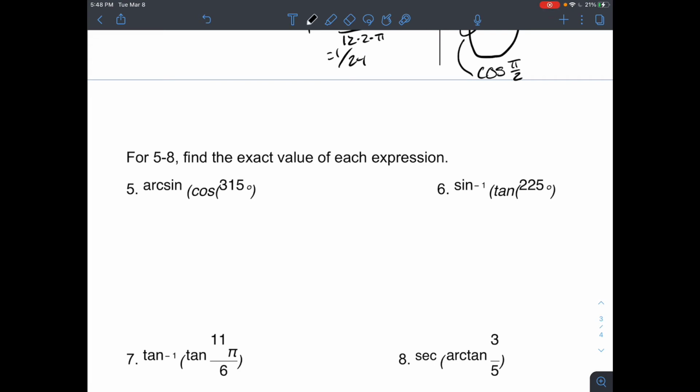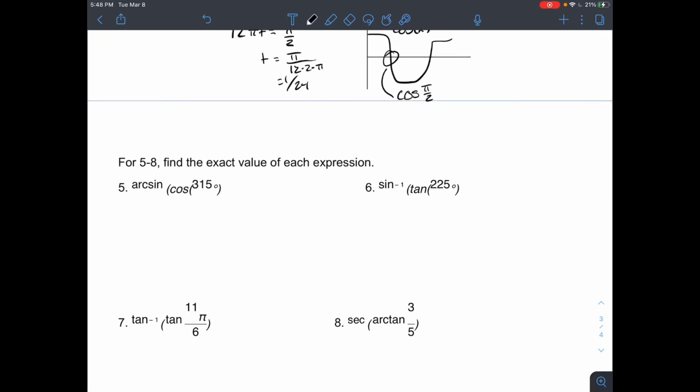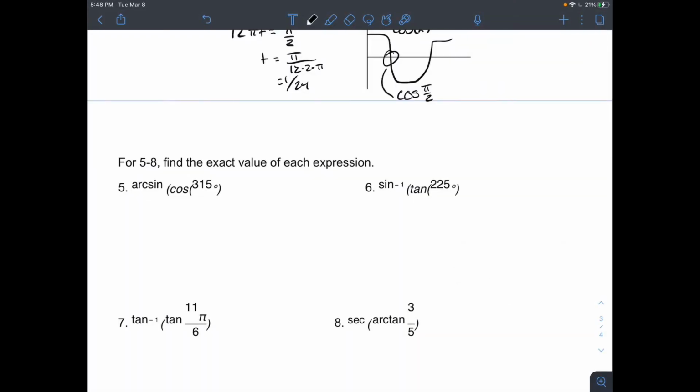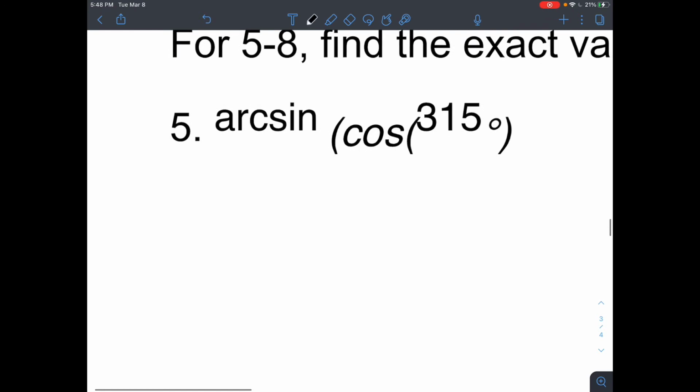Find the exact value of each expression. So let's go ahead and start. And this is giving me a headache looking at it. Let's lower the brightness a little bit. Sorry if that affects it on your end. I'm getting a little bit of a headache right now.